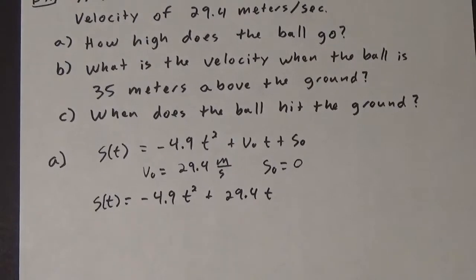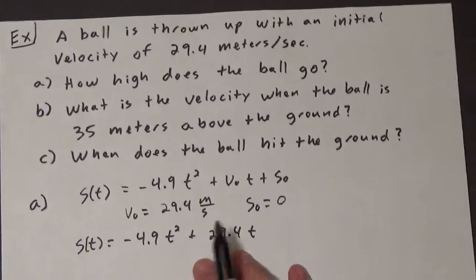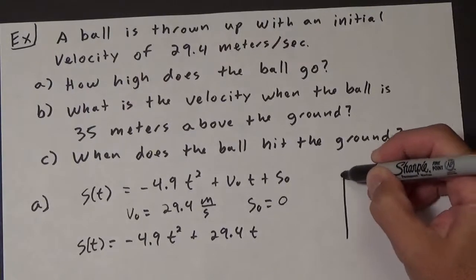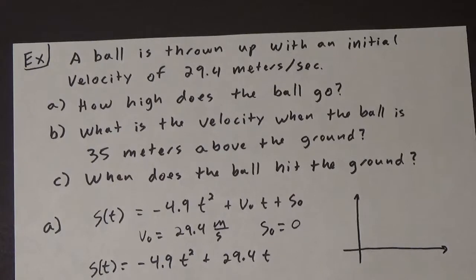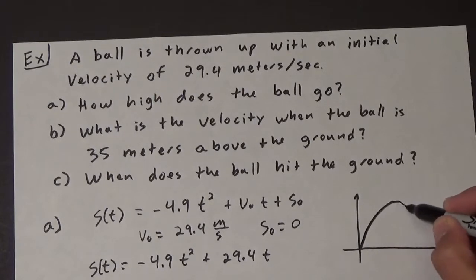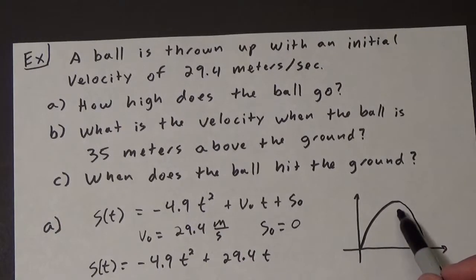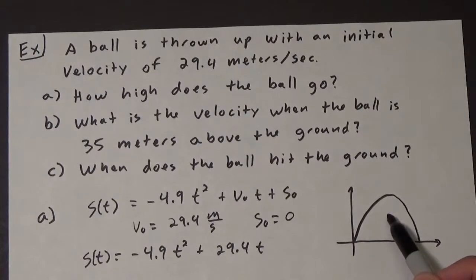Alright, so now that we have our position function, the question becomes, how high does the ball go? And so if we were to sketch what's going on here, if you look at this equation, this is a parabola, and it's a parabola that's facing down. So this parabola would have some shape like that. And so when we look at the max height, which is right here, we have to think, when does that max height occur?